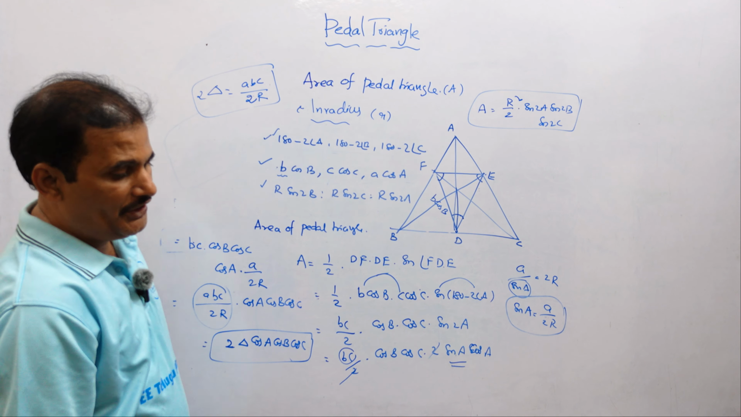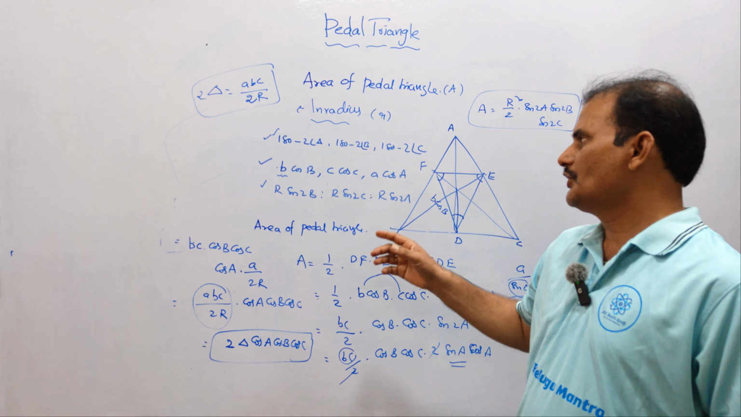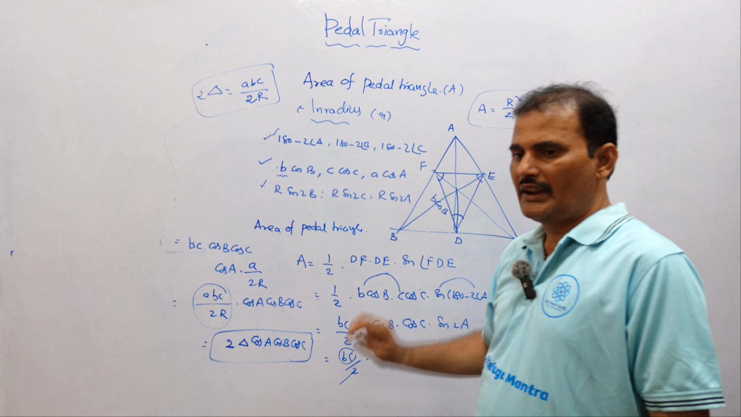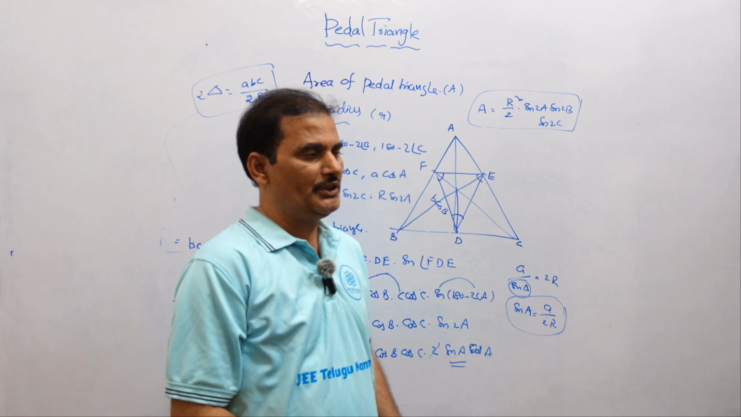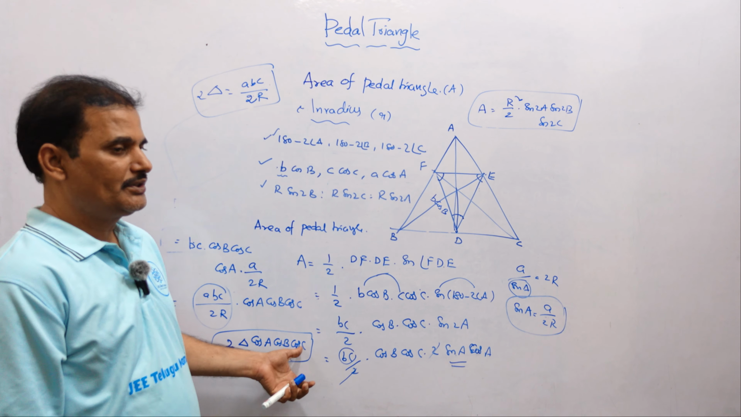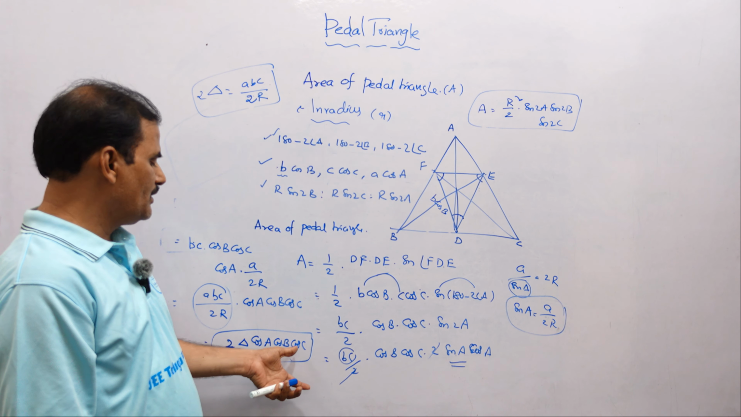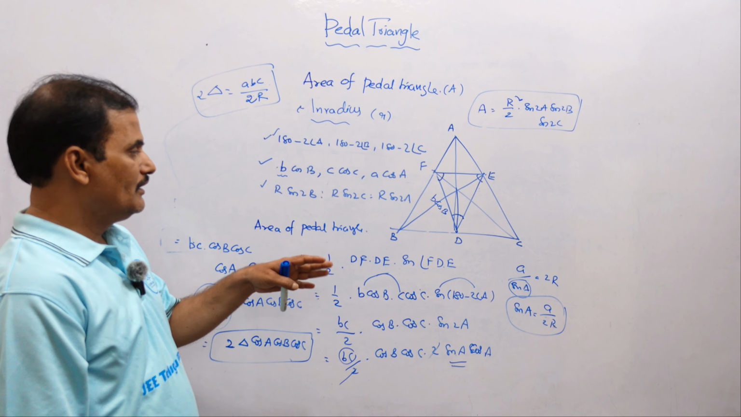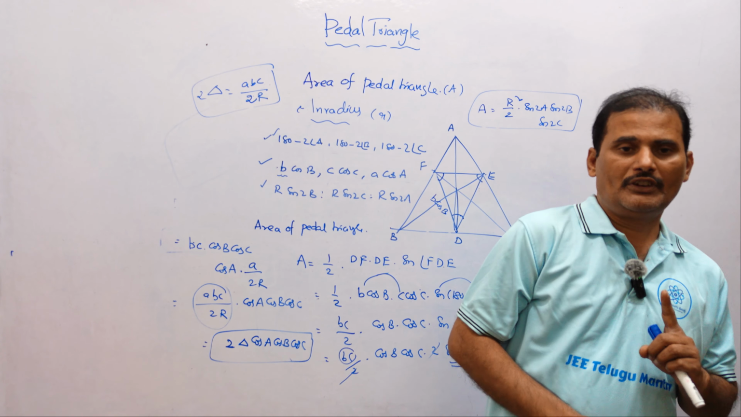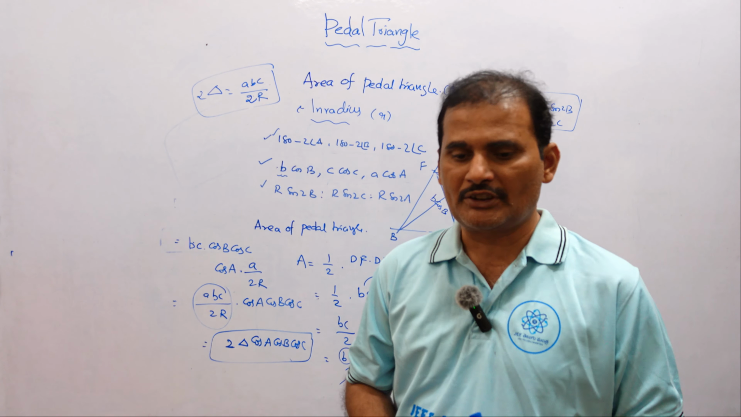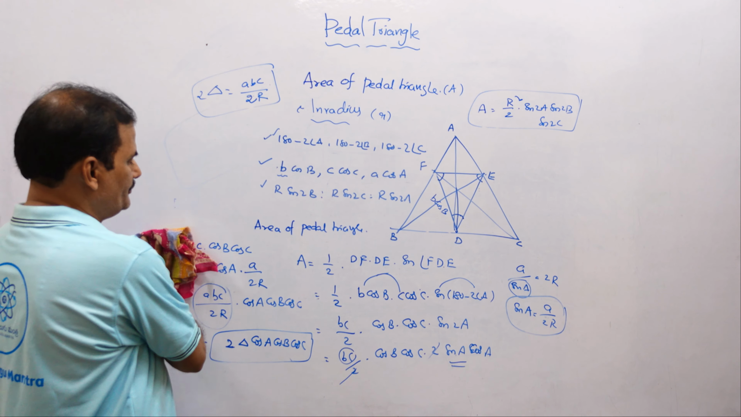For the area of the pedal triangle in terms of sin and cos, whenever the circumradius is given, the area of the pedal triangle is equal to R square by 2 into sin 2A, sin 2B and sin 2C. And in terms of cos, it is 2 delta into cos A, cos B, cos C. These two are for the area of pedal triangles. This part is over, area of pedal triangle in terms of circumradius, and the second part is the inradius of the pedal triangle.